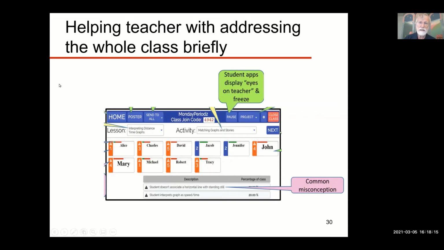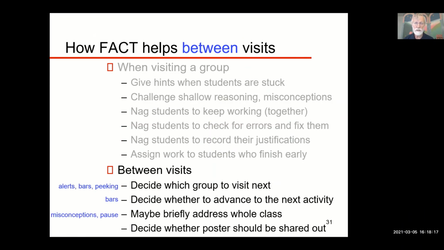So that's how FACT helps with the between-visit stuff. For deciding which group to visit next, there are alerts, bars, and peeking. For deciding when to advance an activity, there are bars, and for helping decide whether to briefly address the class, there's a list of misconceptions and pausing. And that's the kinds of things that teachers need. Now, we haven't really helped them decide which posters should be shared out, but they don't seem to need a lot of help. They kind of remember that just fine.